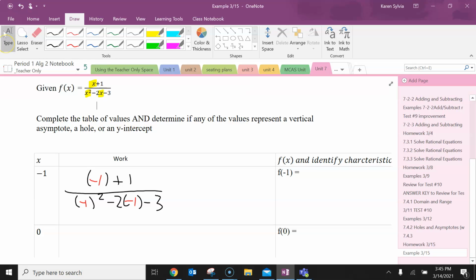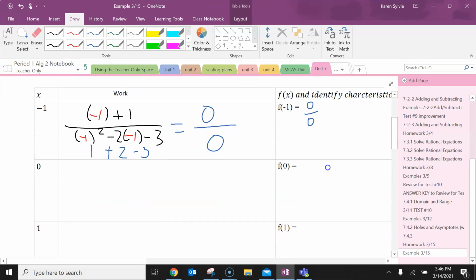Okay? And when I evaluate, -1 plus 1 equals 0. And in the denominator, I get -1 squared is 1, -2 times -1 is plus 2, and minus 3. So I get 0 over 0. So f of -1 equals 0 over 0.